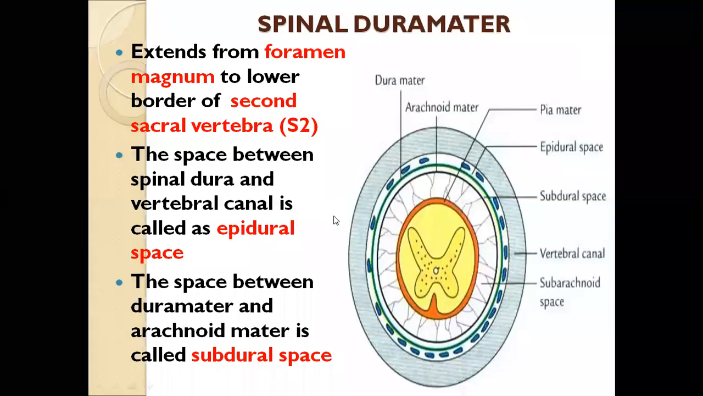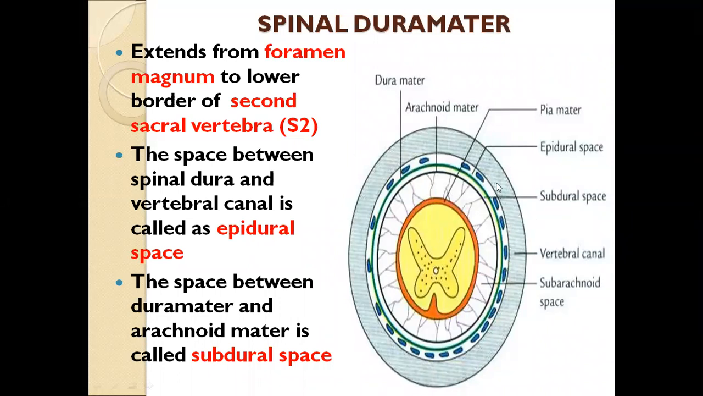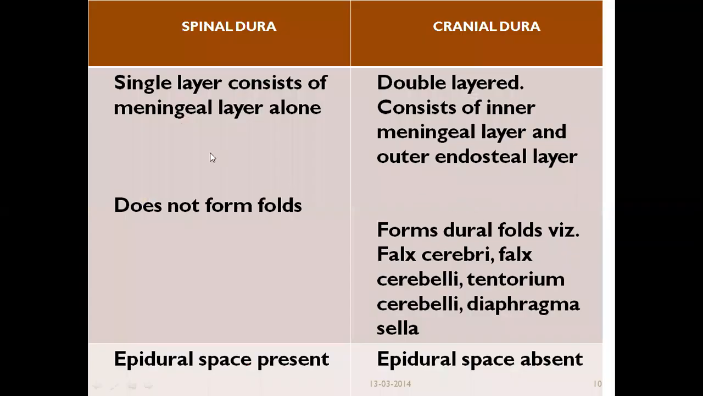which extends from the foramen magnum to the lower border of the second sacral vertebra. The space between the spinal dura and the vertebral canal is the epidural space. So this is the epidural space which you are finding here, between the vertebral canal and the spinal dura. The space between the dura mater and arachnoid mater is the subdural space.